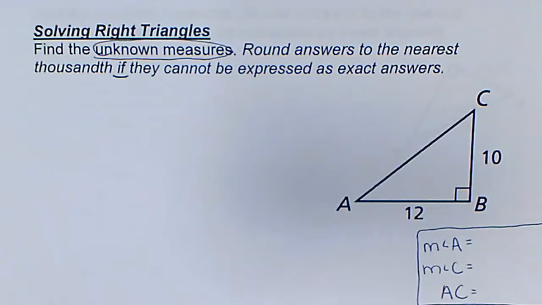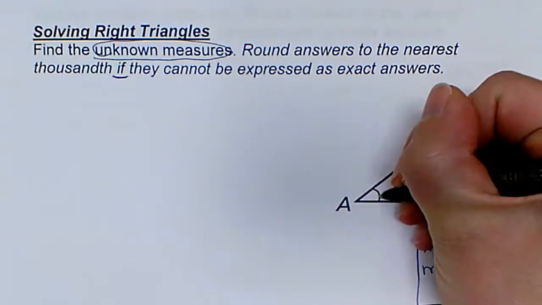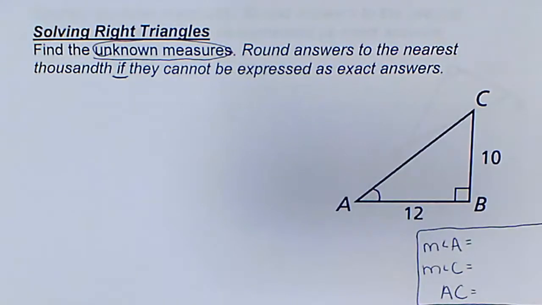So let's start out by trying to find maybe the measure of angle A. So I'm going to use one color for each piece. For the measure of angle A, I'll use black pen. So I'm going to mark my angle A, make sure I know which angle I'm talking about.